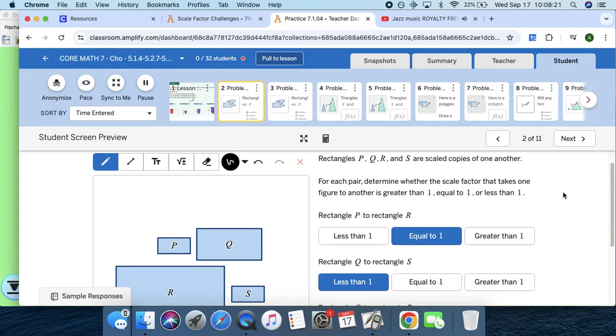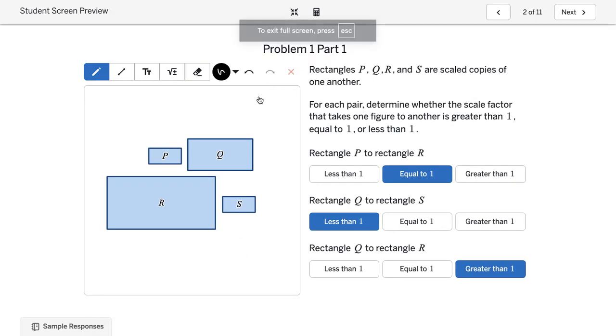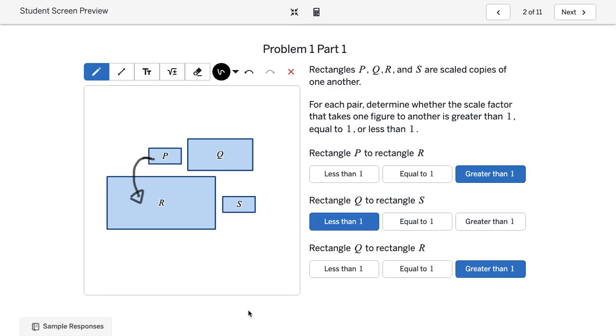So here are 4 rectangles and they're scale copies of each other. So they're talking here about P2R. What happens if you take this rectangle and change it to this? Well, it got enlarged, got bigger. So if it got bigger, the scale factor used was definitely greater than 1. Q2S, so from Q2S you can clearly tell it's a reduction.